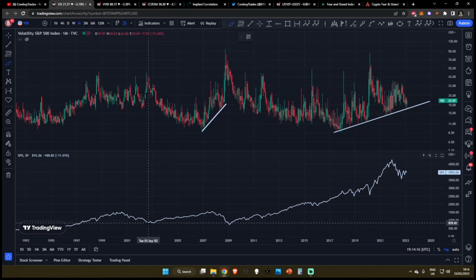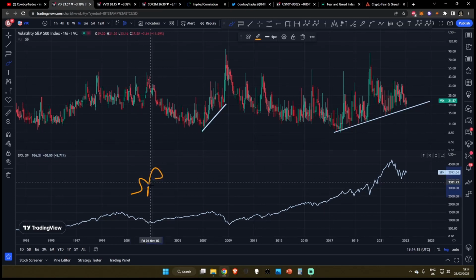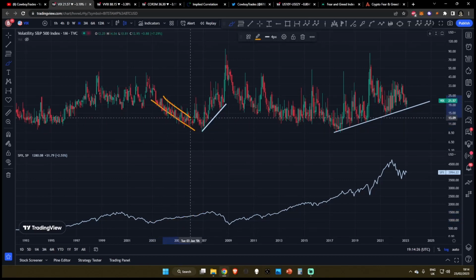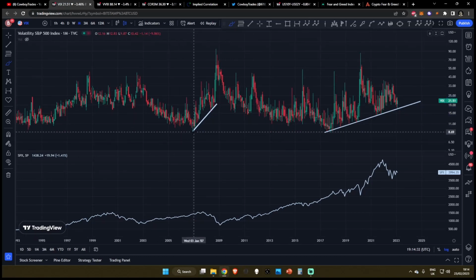You can see over here, after the dot-com crisis for the S&P 500, what you notice is the S&P 500 bottomed out and went on a healthy bull run. And we say healthy because if we look at the volatility index for the S&P 500, the VIX was very much moving down, making lower lows. But what happened over here?